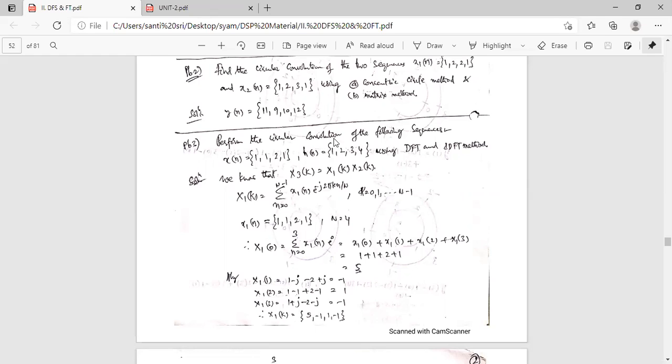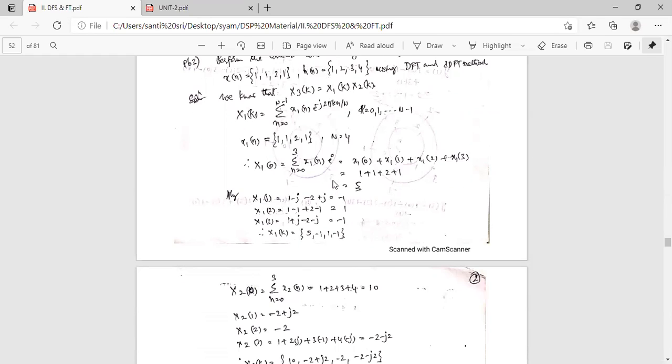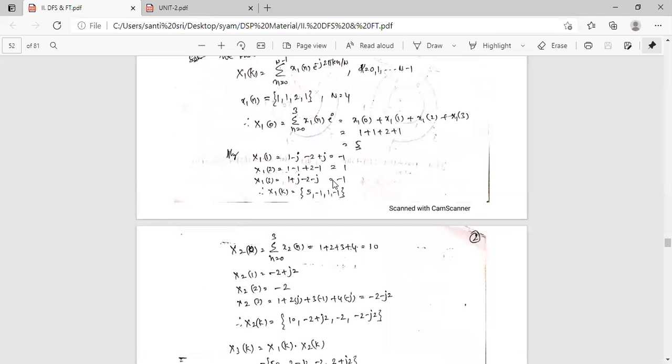Next, in the same manner, we will do the h of k, that is x2 of k. Here also the length of h of n is 4, so k is varying from 0 to 4 minus 1, that is 3, and n is also varying from 0 to 3. So here also we will get x2 of 0, x2 of 1, x2 of 2, and x2 of 3. These are the values: x2 of 0 is 10, x2 of 1 is minus 2 plus j2, x2 of 2 is minus 2, and x2 of 3 is minus 2 minus j2.